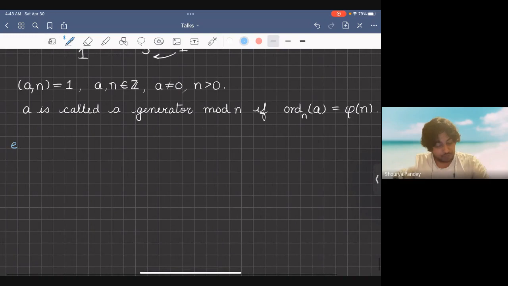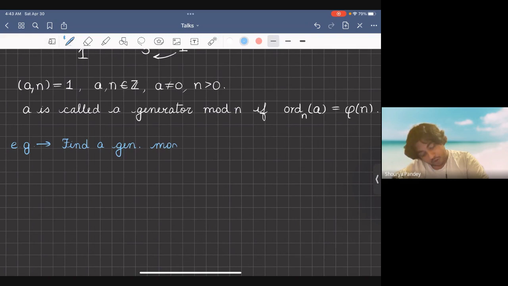So just one more example. Find a generator mod 12. Maybe for this purpose, primitive root is easier to write. Just pr.